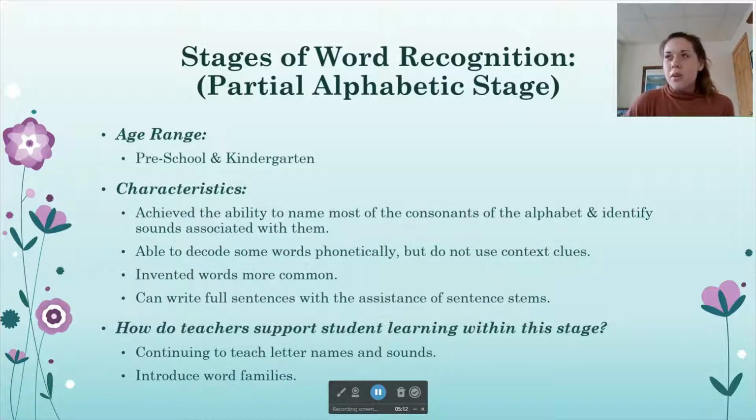What sound does this letter make? And they're able to decode some words, right? Which is good, but they cannot use their context clues to figure it out. They're not that advanced readers yet, but they are getting there at this stage, right? So these are important things to know when you're teaching each grade level, these stages. So even as a teacher, introducing word families, continuing to teach letter names and sounds. Make sure you focus on that highly between the preschool and kindergarten stage age.